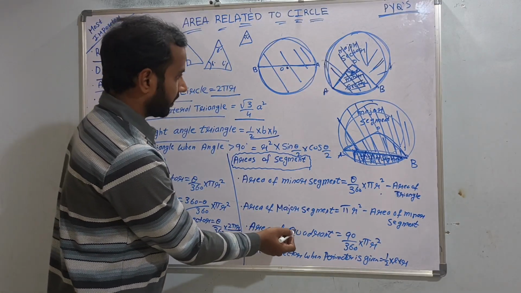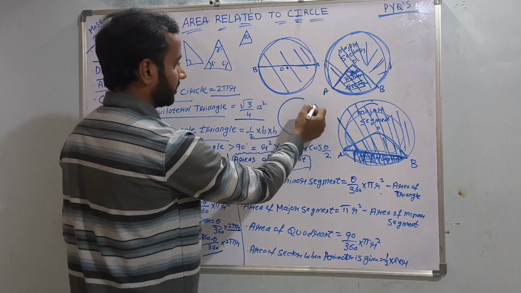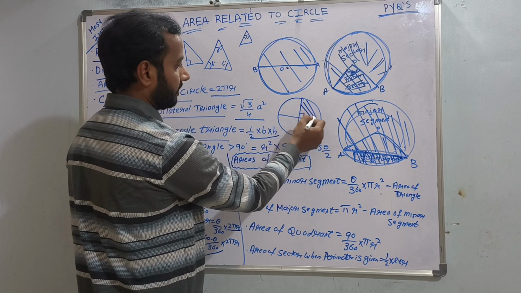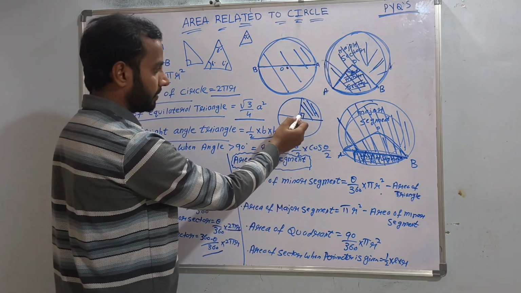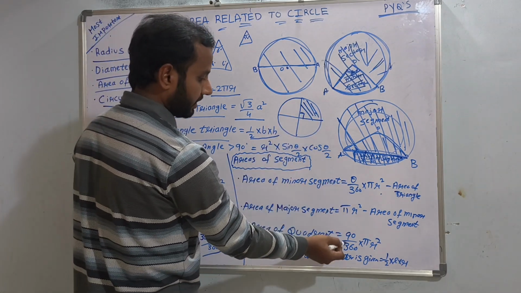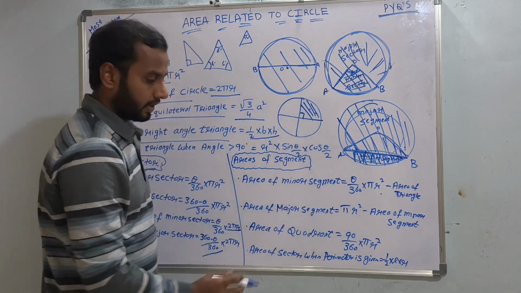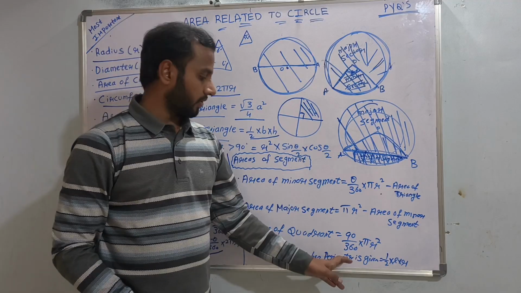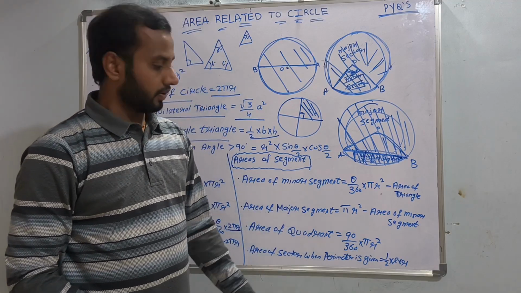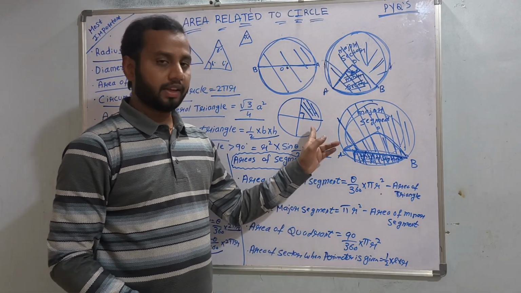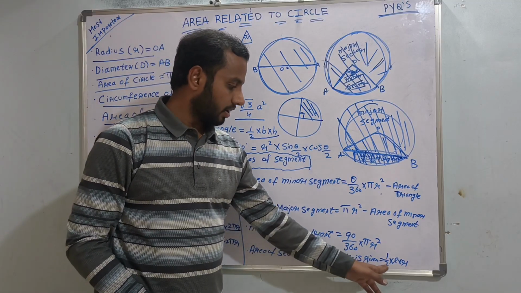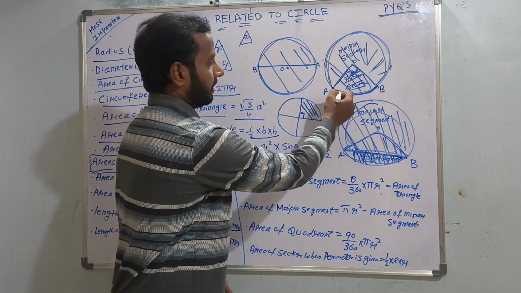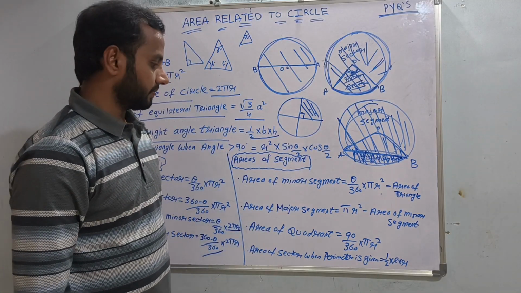Now, to calculate the area of a quadrant. A quadrant means the circle is divided into 4 parts, so the angle will be 90 degree. To find the area of this part, the formula is 90 by 360 into pi r square. Also, area of a sector when the perimeter is given. In 1 or 2 cases, the angle is not given, only the perimeter of the sector is given. Then we use the formula half into L into R, where L is the arc length.